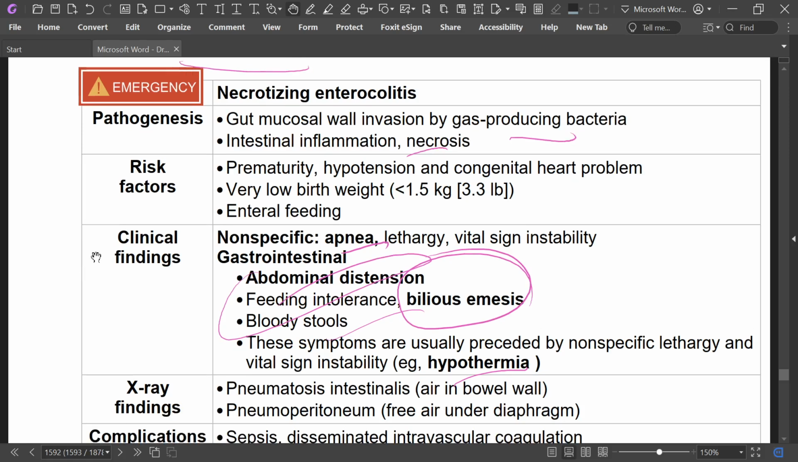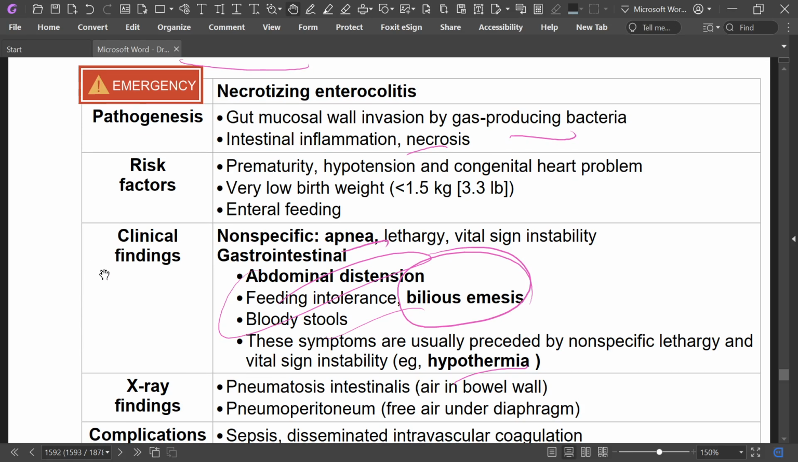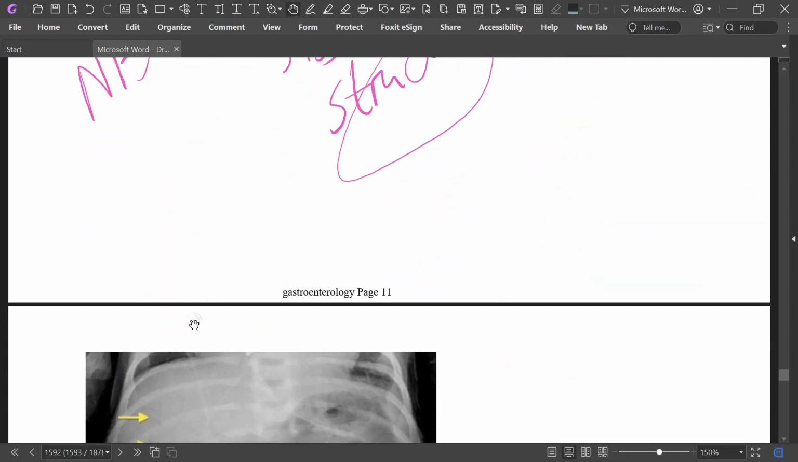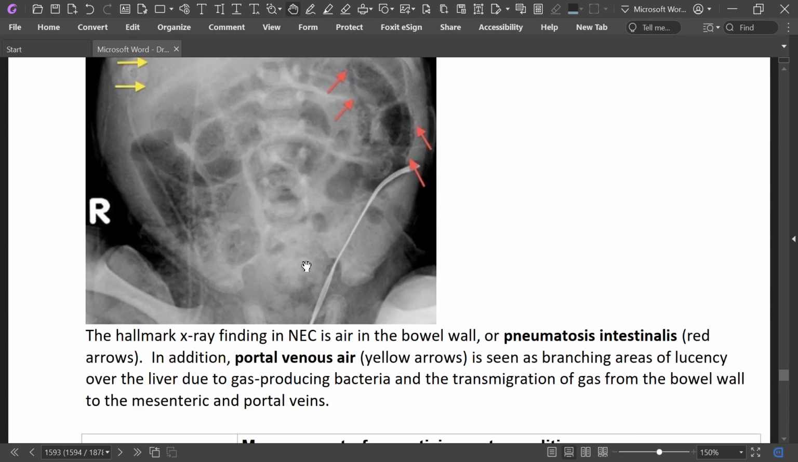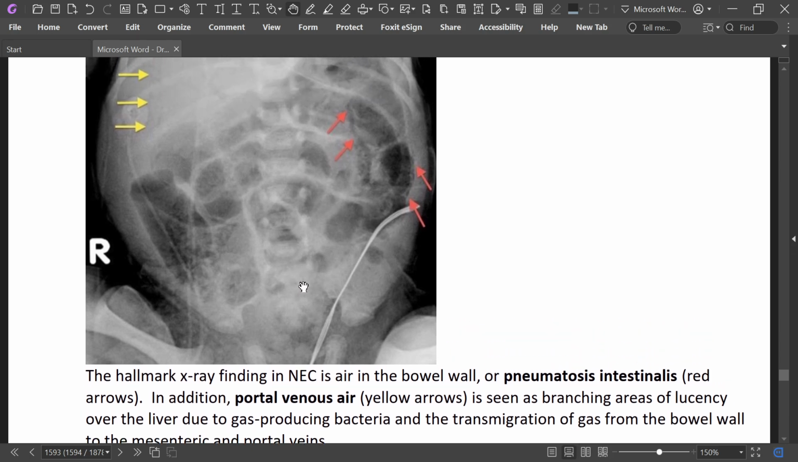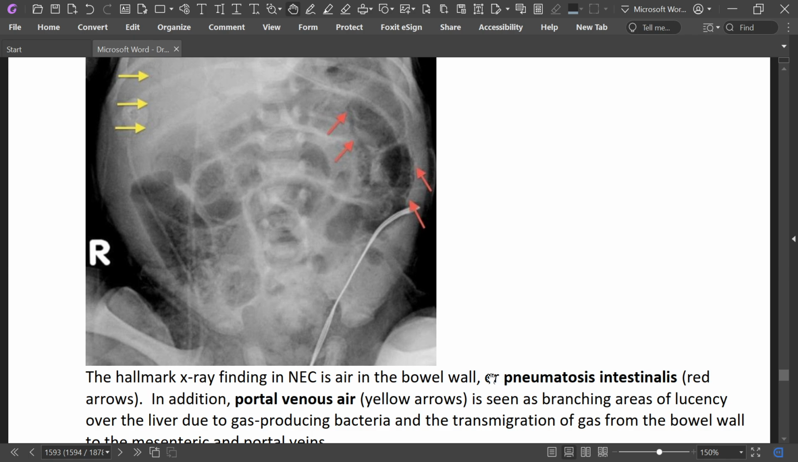So the risk factors are prematurity, hypotension, congenital heart problem, very low birth weight, and enteral feeding. In this picture, there is pneumatosis intestinalis, shown by the red arrow. This is air in the bowel wall.